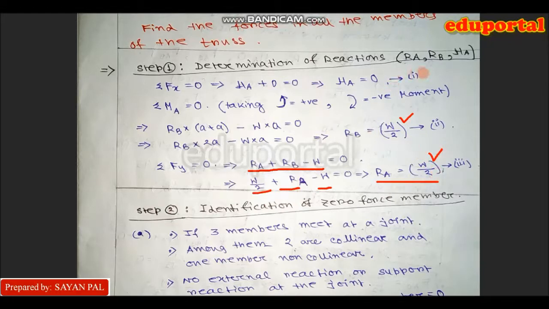So we have got three reactions. The horizontal reaction at joint A is equal to 0, the vertical reaction at joint B is equal to W by 2 in the upward direction, and the vertical reaction at joint A is equal to W by 2 in the upward direction. So this step is done. Now let's go for the next step.